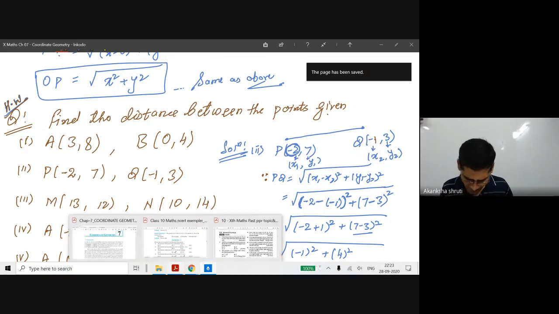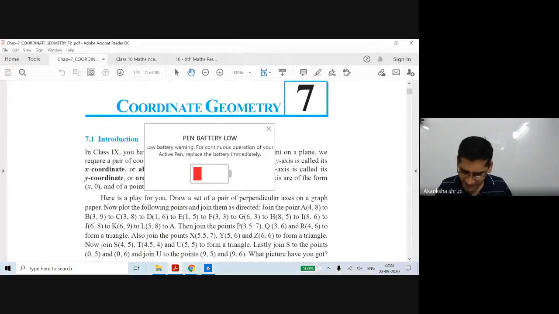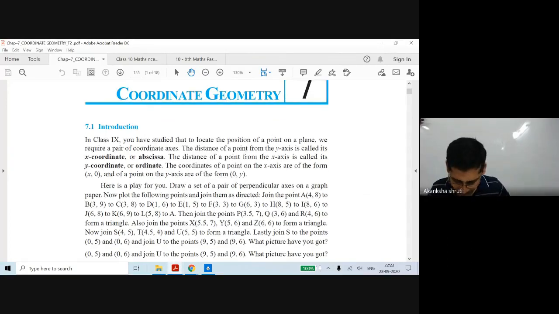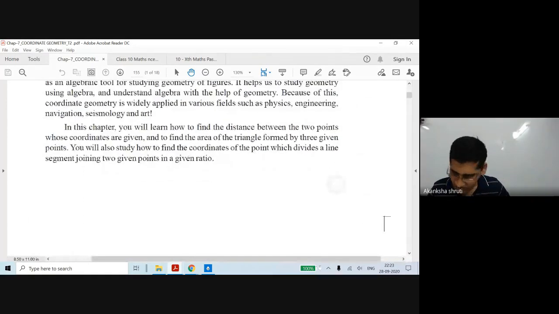So let me just, for more practice, your pen battery is still low. It is here showing 100% and they are showing low. Okay.